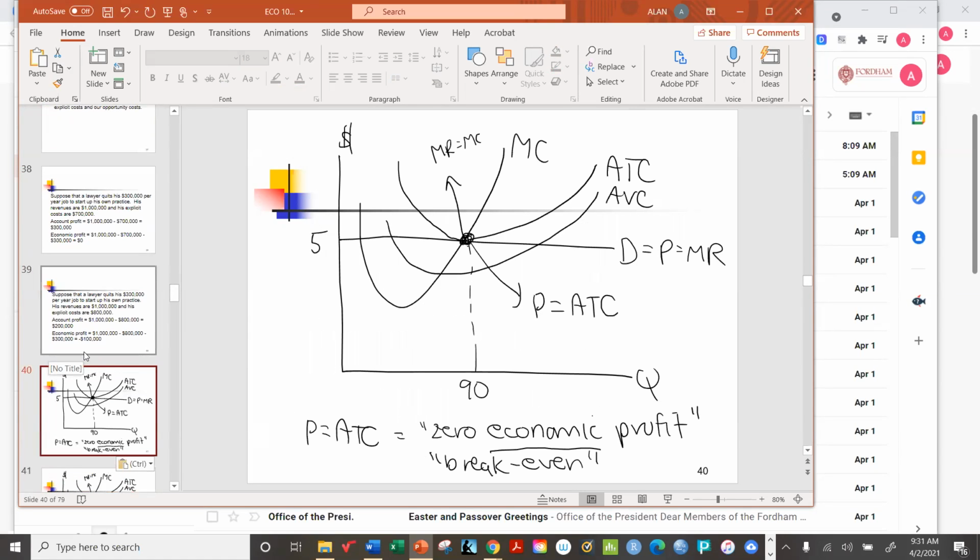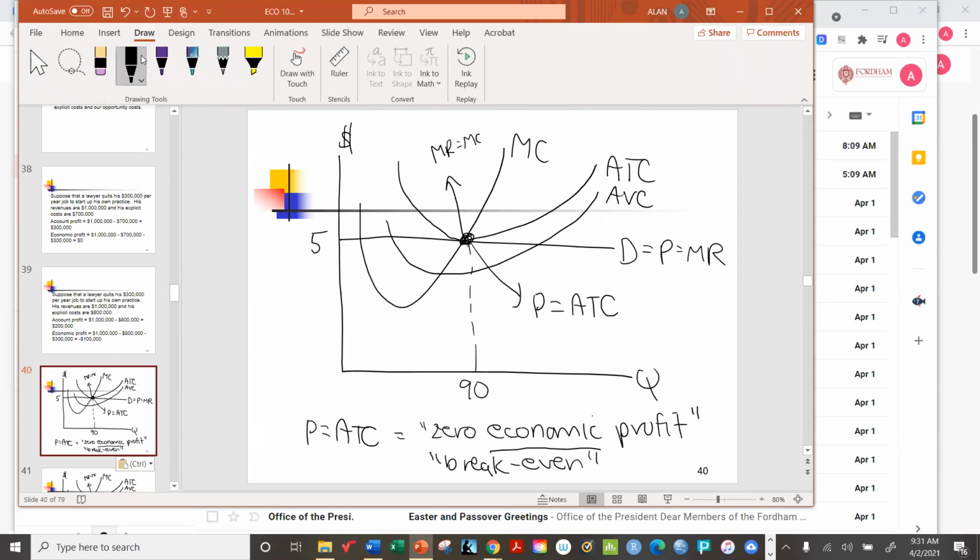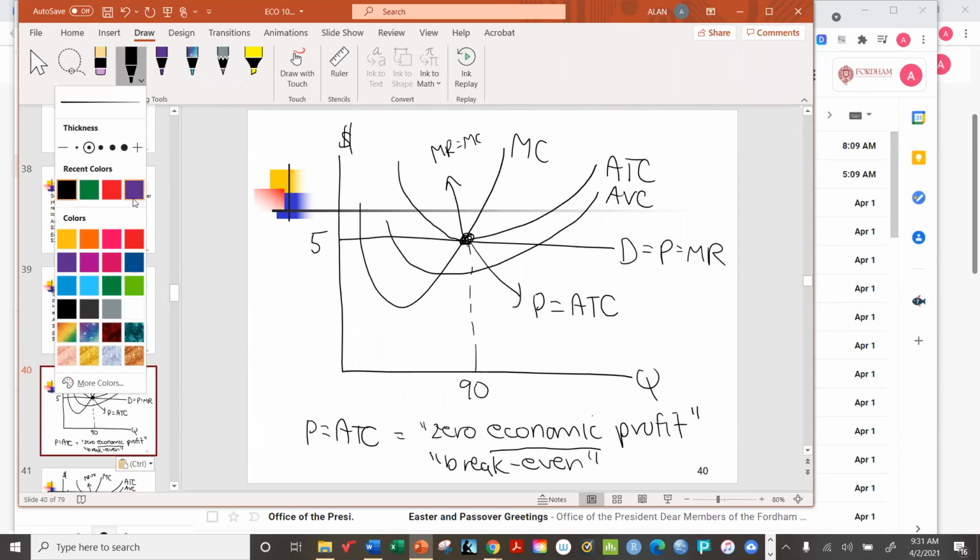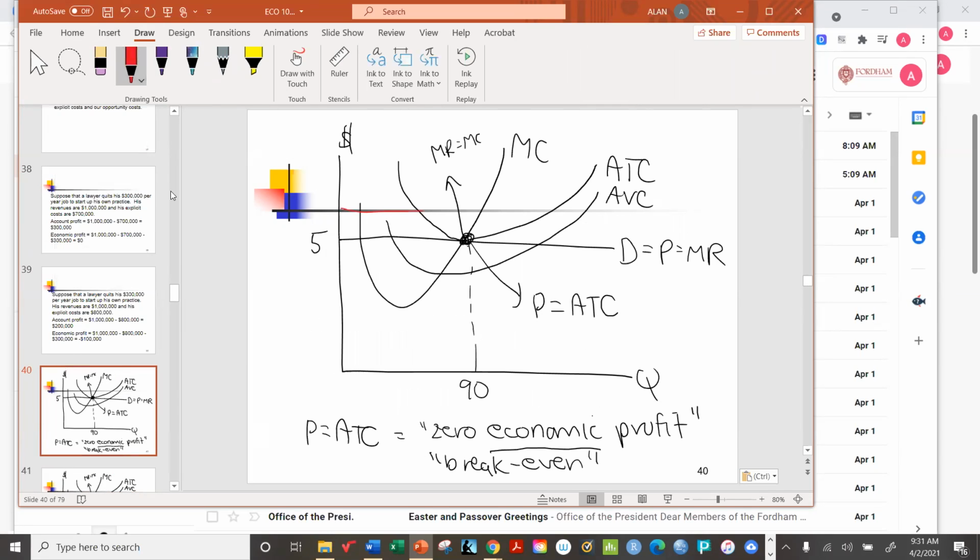All right, so let's just assume now that for some reason, the demand for this product gets stronger and the price goes up in the market to $6. So now D equals P equals MR at $6. And where does MR equals MC? Right here. And so now we're producing 100 units of this product.